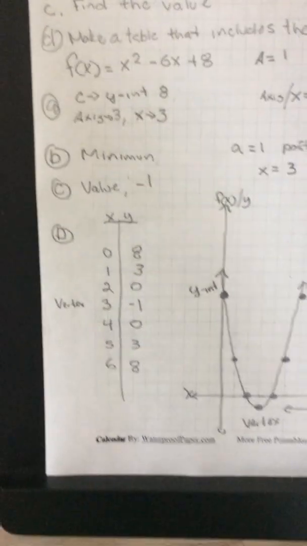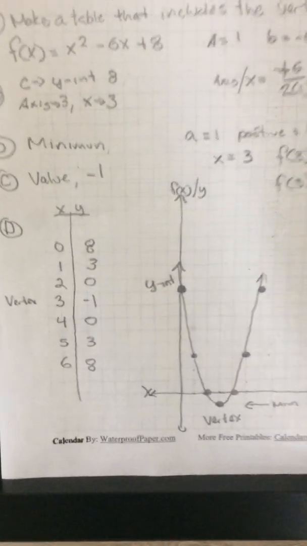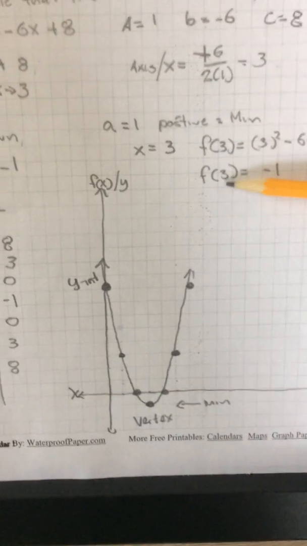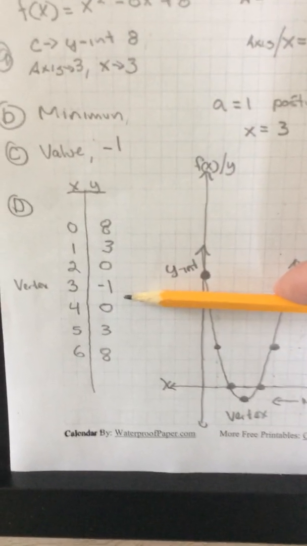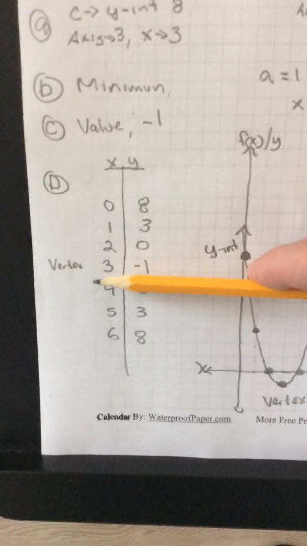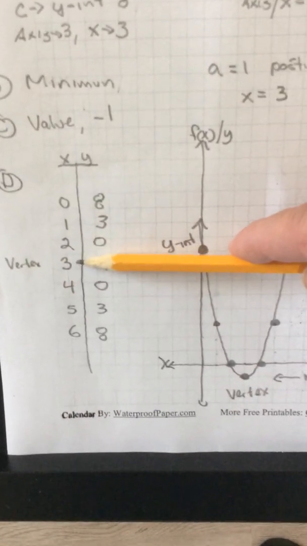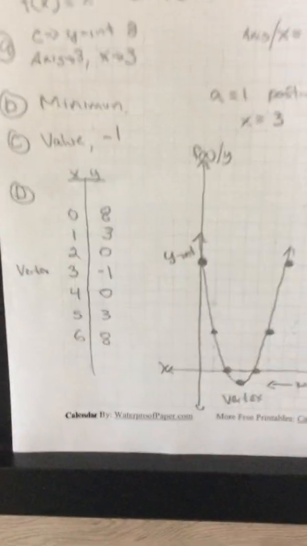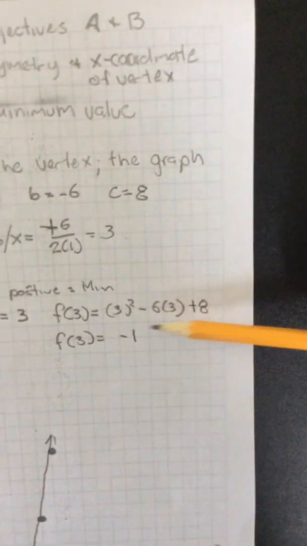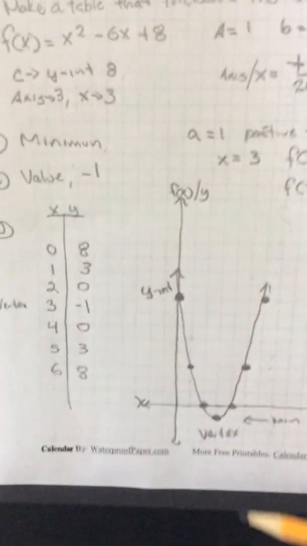Next part is, of course, to graph this. In order to graph this, I took my 3 and negative 1 and put it in the middle of my t-chart, and that's my vertex. I also plugged in numbers that were smaller than 3 and larger than 3, and I plugged them into the function like I did with the 3 originally. And these are my outputs.